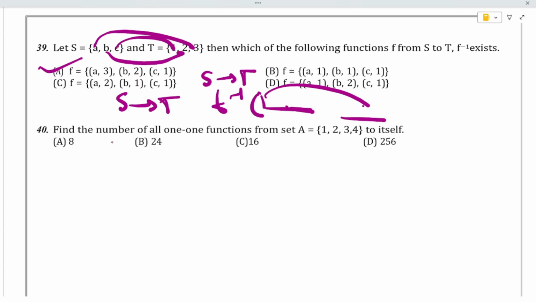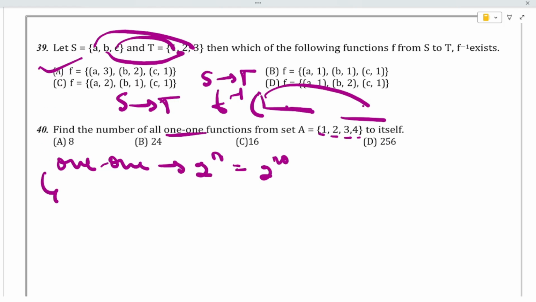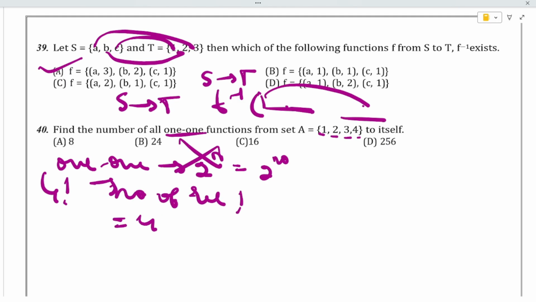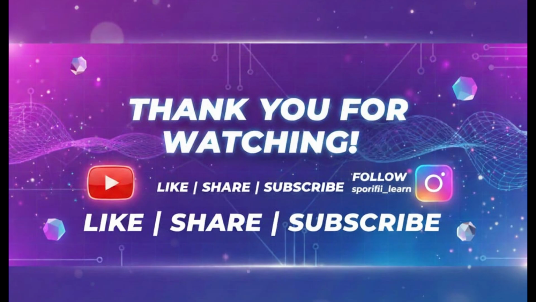Next, the 40th question. They have given the set 1, 2, 3, 4, and you have to find the number of one-one functions. To find the one-one functions, it is 4 factorial, it is 24. The answer is option C only. This is the video of MCQs of the first chapter of relations and functions.